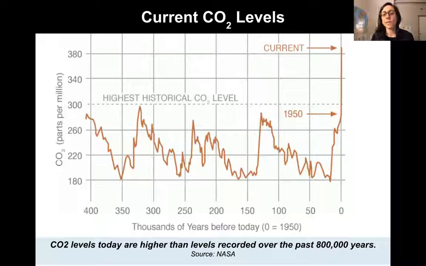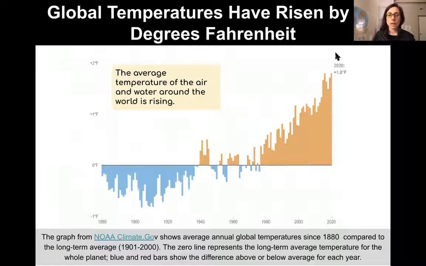Then walking students through data. So really helping them understand the basics of how CO2 levels today are higher than levels recorded in the past 800,000 years. So yes, there has been fluctuation. It's really important they do understand the ups and downs of the fluctuation, but it's really clear when you get up here to the right edge of the graph that this is far beyond the normal fluctuation. Also showing that connection to temperature.